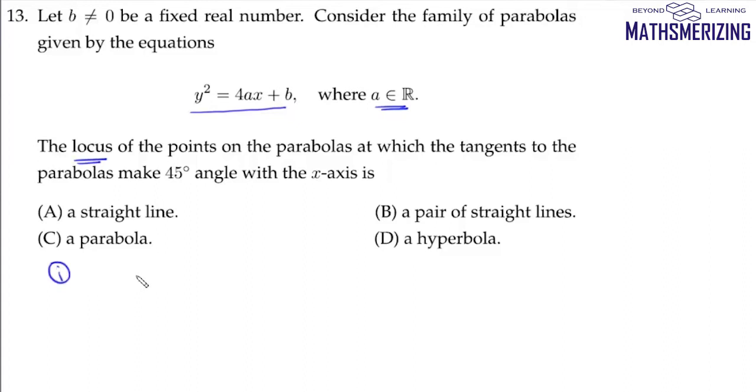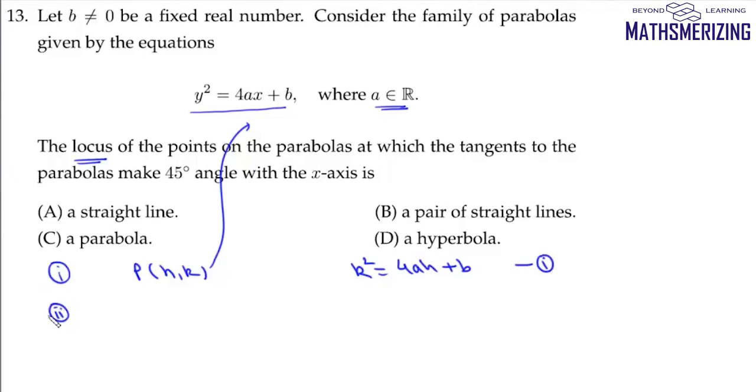Now since it is a locus problem, the first step is to identify the point. So we'll take this point on the parabola as, say, P(h, k). Now this point will lie on this parabola, so we can write k square equals 4ah plus b, and that's our first equation.